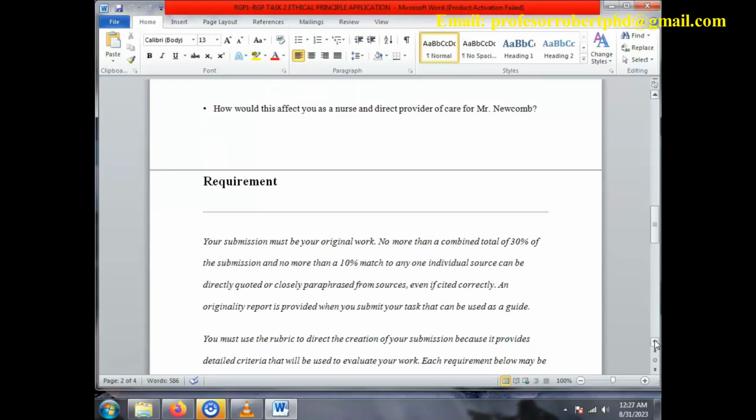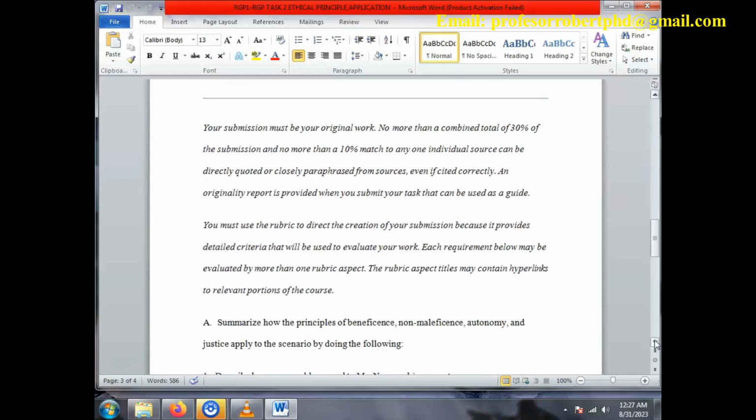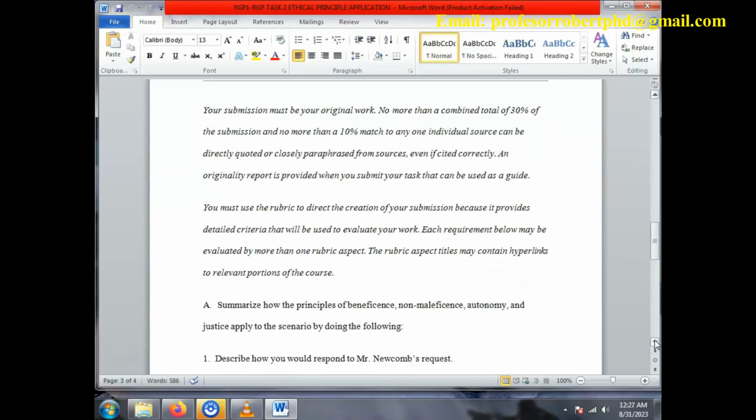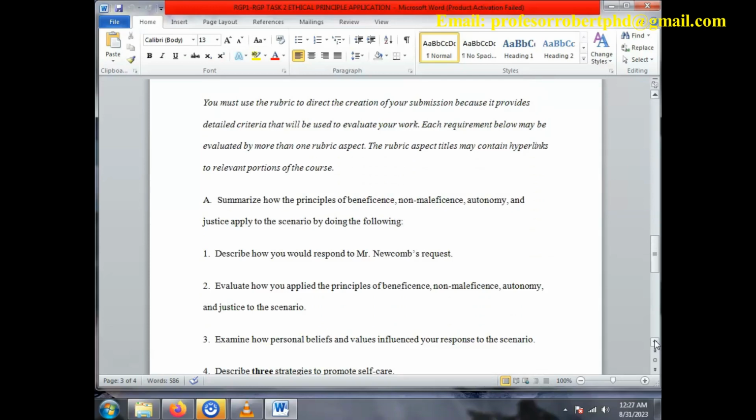Requirement: your submission must be your original work. No more than a combined total of 30% of the submission, and no more than a 10% match to any one individual source, can be directly quoted or closely paraphrased from sources, even if cited correctly. An originality report is provided when you submit your task that can be used as a guide. You must use the rubric to direct the creation of your submission, because it provides detailed criteria that will be used to evaluate your work.